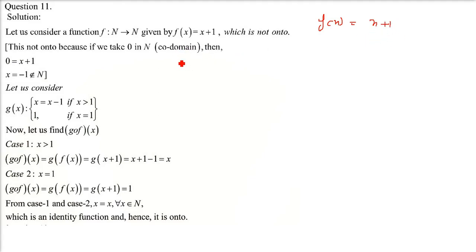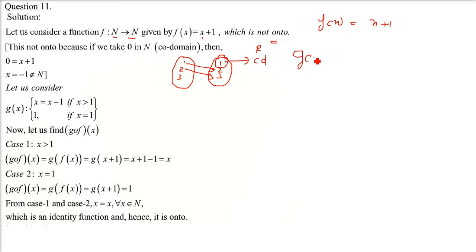So f(x), I am writing x plus 1. Why is it not onto? Onto means surjective. In onto, the range and codomain should be equal. But if you see here, because these are natural numbers, so N to N. When we put 1, you get 1 plus 1, 2. When you put 2, you get 2 plus 1, 3. So you are leaving this one. 1 will never come. So the codomain is not equal to the range. It is remaining, so it is not onto.